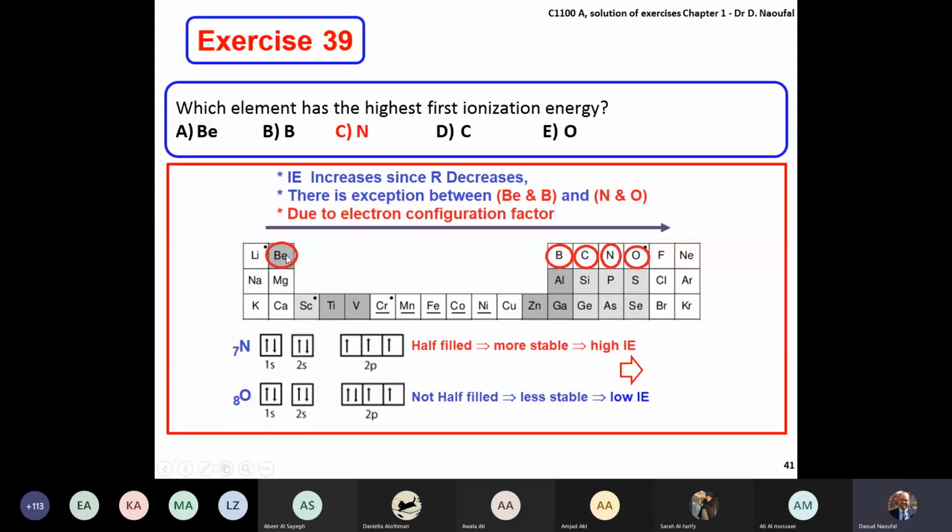I repeat, we have an exception between Be and B, and we have an exception between N and O. So the order is the following: B less than Be, less than C, less than O, less than N. So the highest IE1 is for nitrogen, and the correct answer is C.